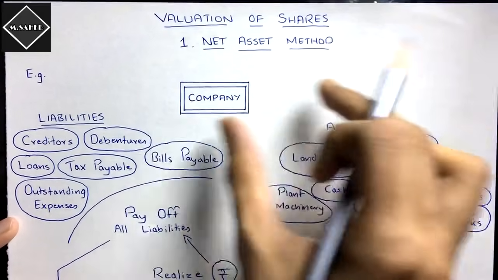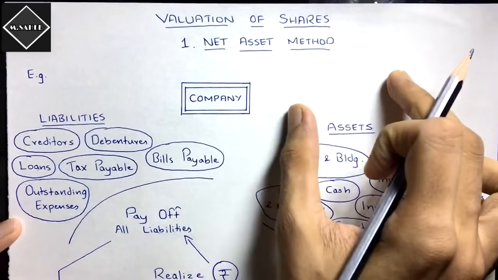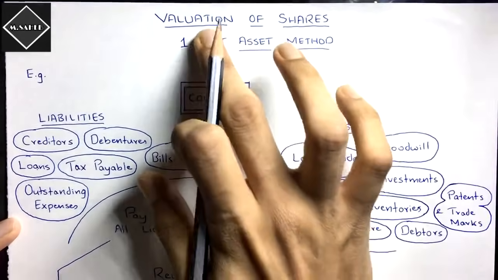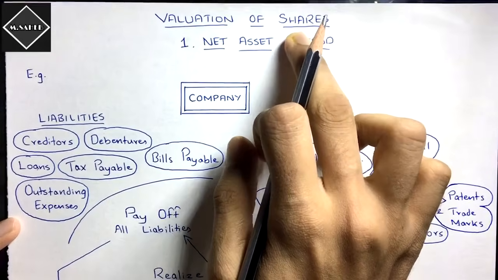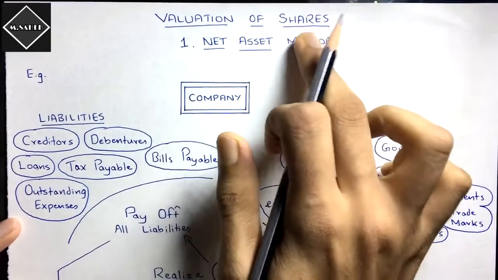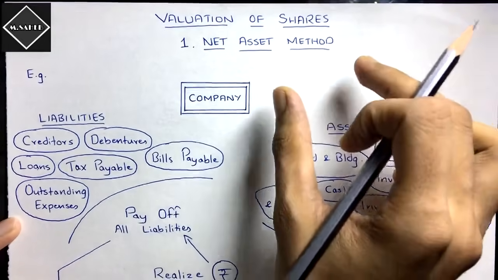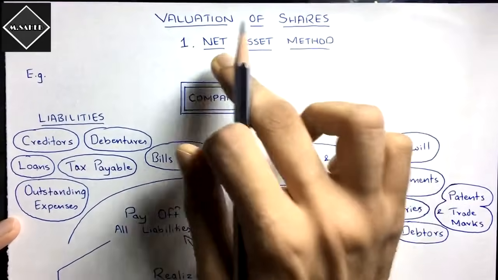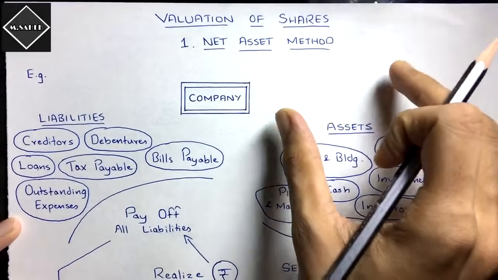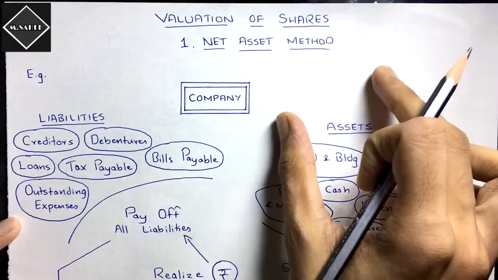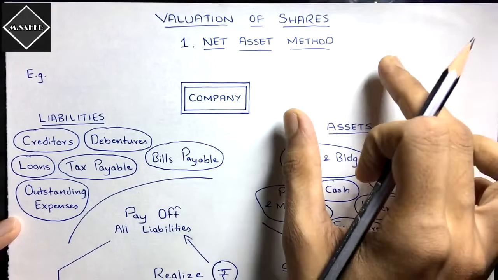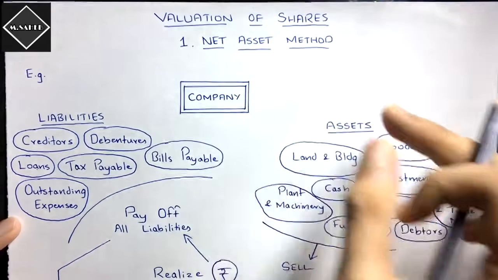If your company liquidates today itself, then what would be the value of your shares? What would be the value that equity shareholders would get? Here we are calculating the value of equity shares with the net asset method. So there is an assumption in this method that your company is going to liquidate today itself, and what would be the value of your shares on the liquidation.